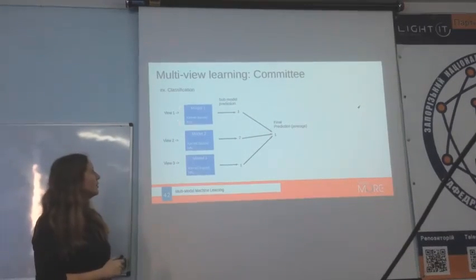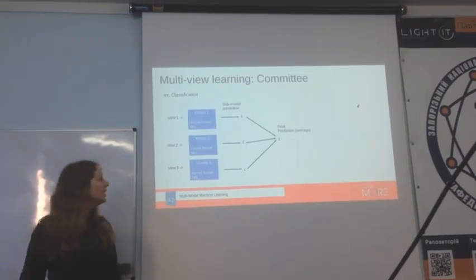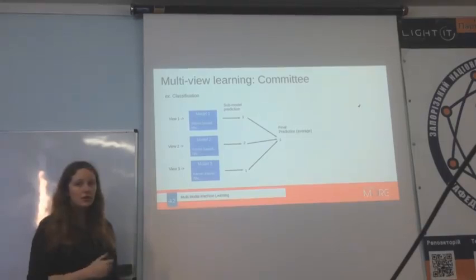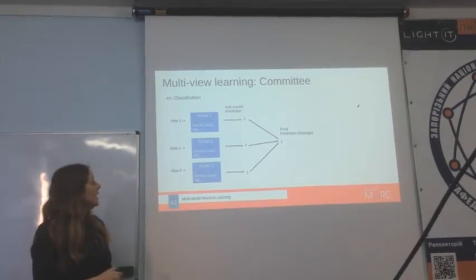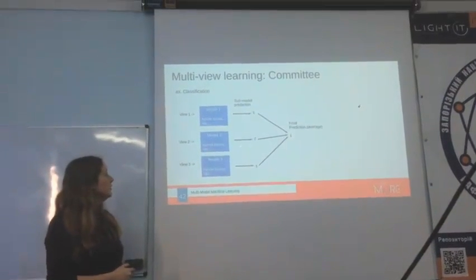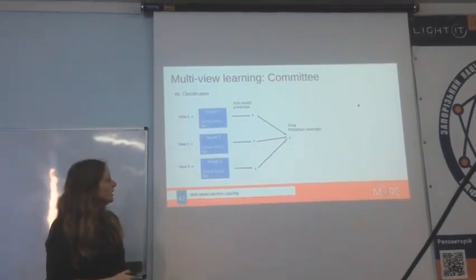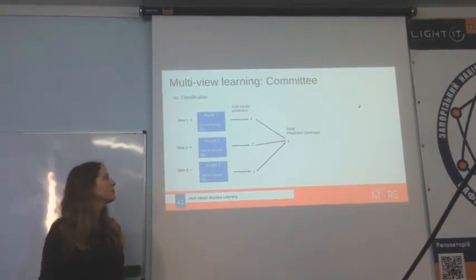Each view has a model. It can be a neural network, it can be kernel-based, it can be anything, and it can also be different. So you have total freedom there to model them all differently. And then you get a prediction. Let's say this view predicted 1, this view 2, this view 3, and then you take an average and get a final prediction that probably belongs to class 1.